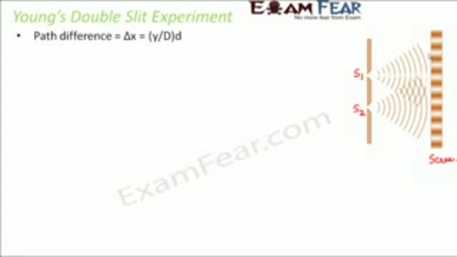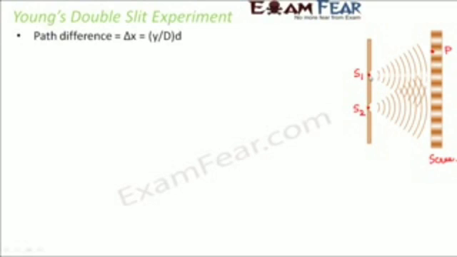Now, when we talk about Young's double slit experiment, the first thing that we talk about is the path difference. And what do we mean by path difference? Now, the light from both of these sources, where does the light go? So the light waves actually reach the screen. Now, let us consider any point P on the screen. Let's randomly consider any point P on the screen.